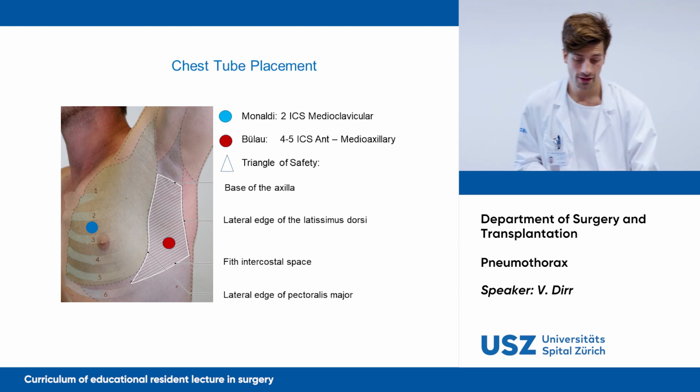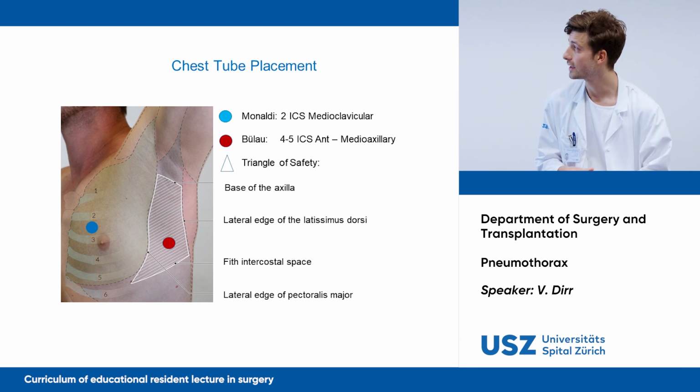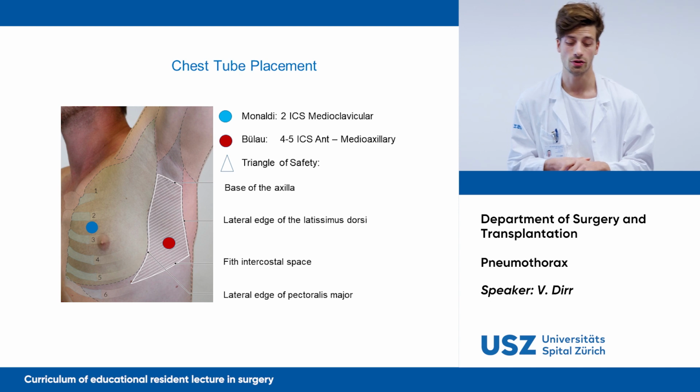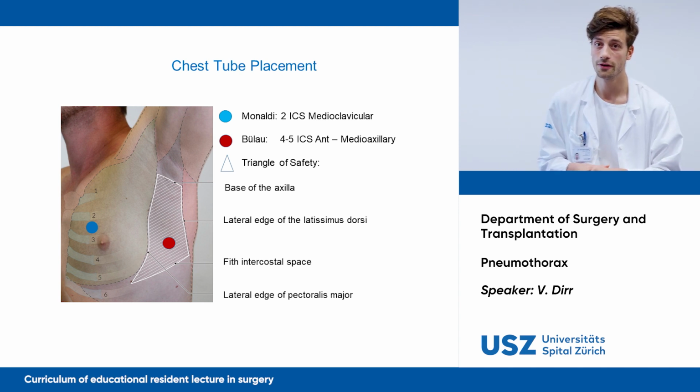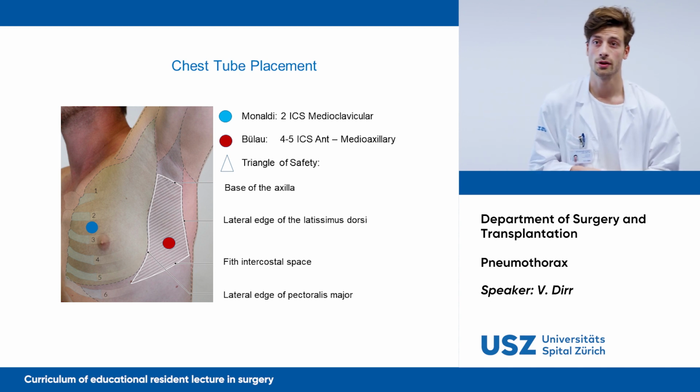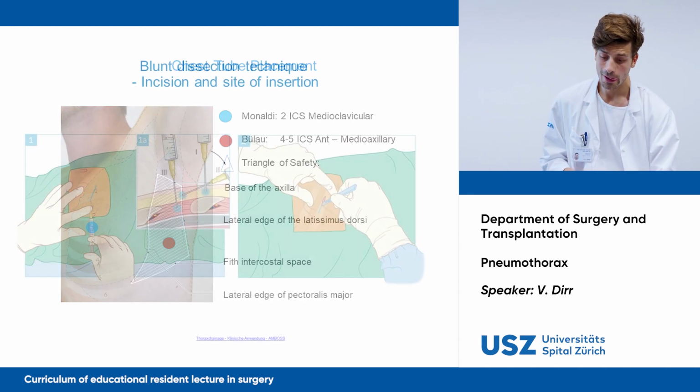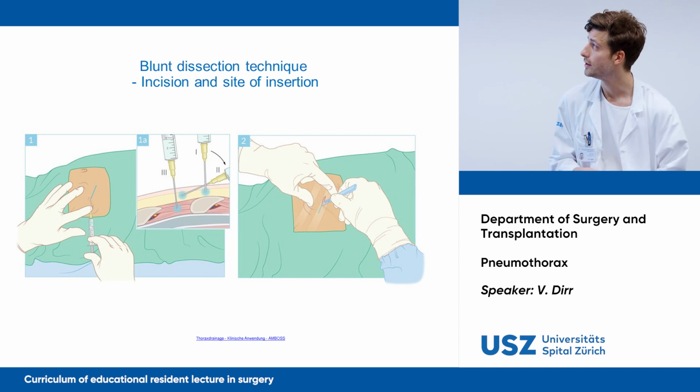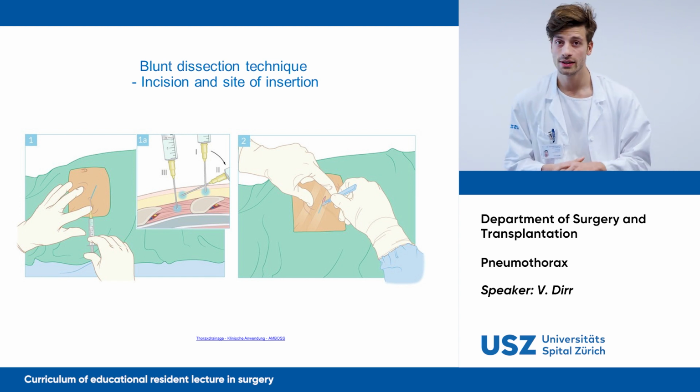So therefore, we define this triangle as the base of the axilla on the top. On the posterior line is the lateral edge of the latissimus dorsi. On the inferior line is the fifth intercostal space. And on the anterior, it's the lateral edge of the pectoralis major. So then we use a technique to insert the drain. It's called the blunt dissection technique.